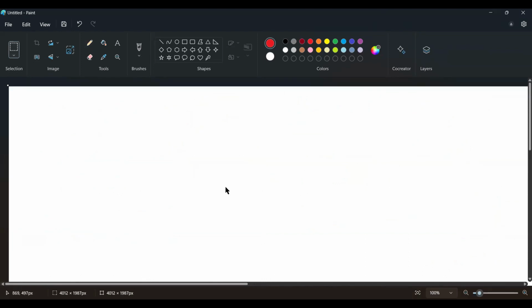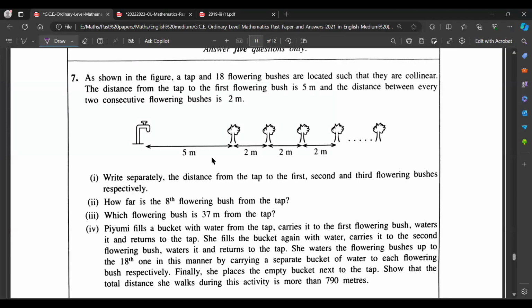Try to get the solution for this one. Now think, what are they asking? First of all, they are not mentioning the data directly, so you have to think. As shown in the figure, a tap and 18 flowering bushes are located so that they are collinear. The distance from the tap to the first flowering bush is 5 meters, and the distance between every two consecutive flowering bushes is 2 meters.